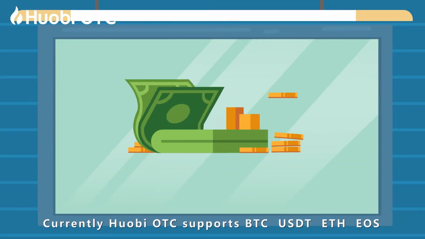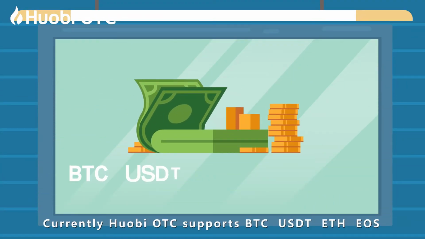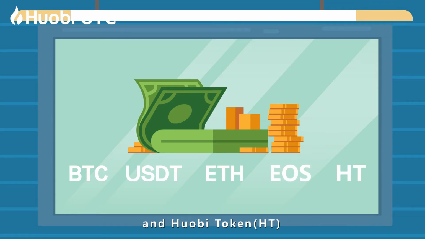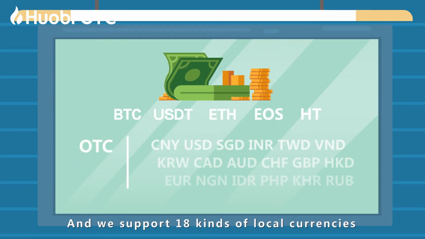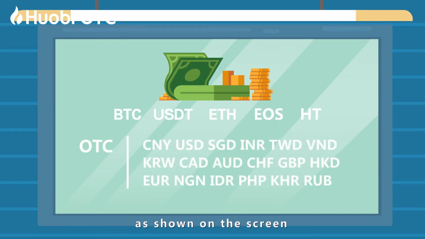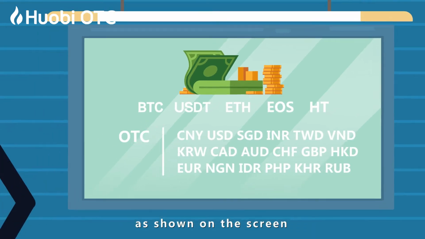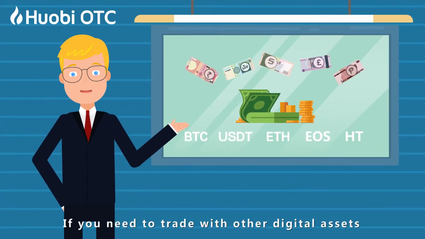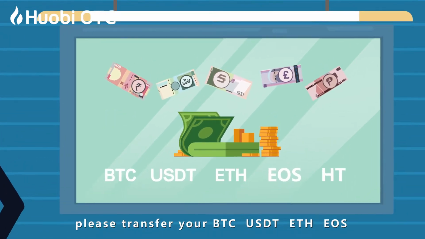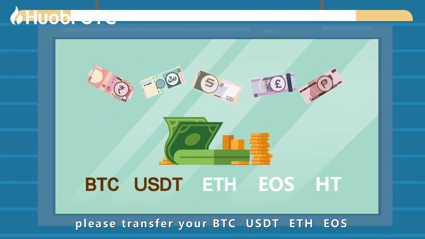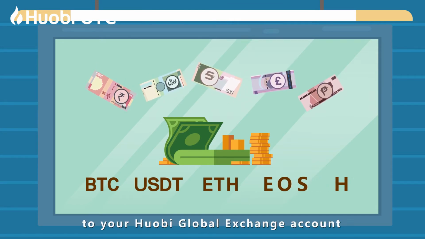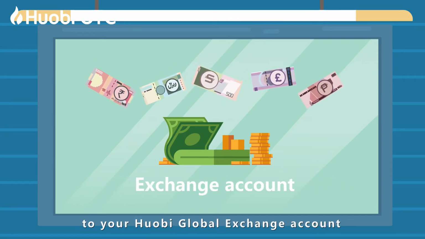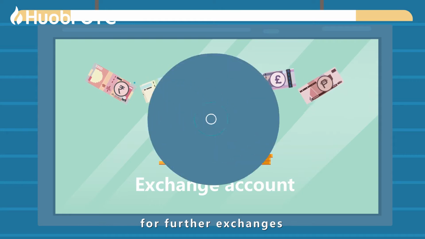Currently, Huobi OTC supports BTC, USDT, ETH, EOS, and Huobi token, HT. And we support 18 kinds of local currencies, as shown on the screen. If you need to trade with other digital assets, please transfer your BTC, USDT, ETH, EOS, and HT balances to your Huobi Global Exchange account for further exchanges.